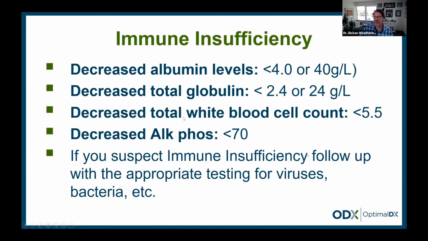The big one here is total white blood cell count becomes decreased. And then we also get a decreased alkaline phosphatase. If you suspect immune insufficiency, follow up with the appropriate testing for viruses and bacteria in your patients. Again, something that we see with COVID as well, this sort of down-regulation of the immune system that happens.